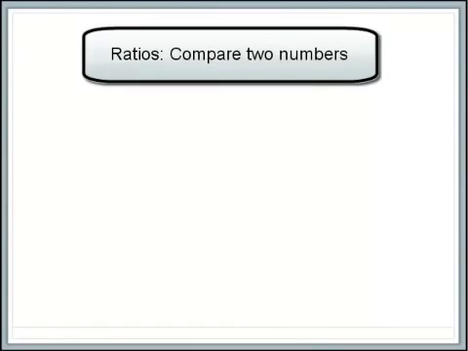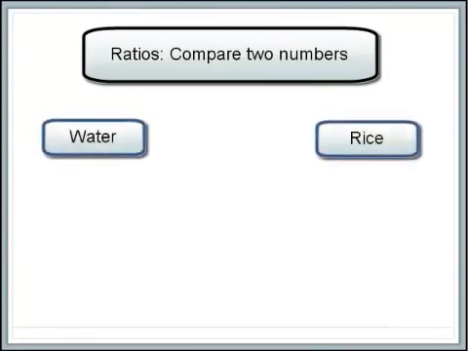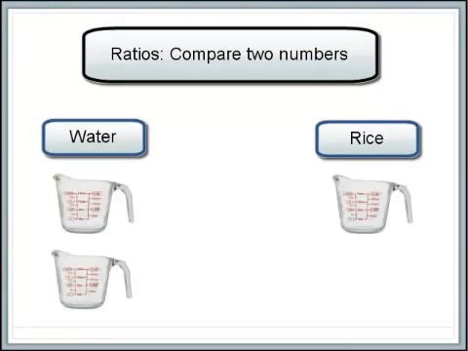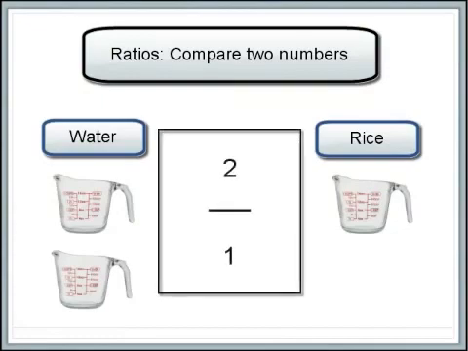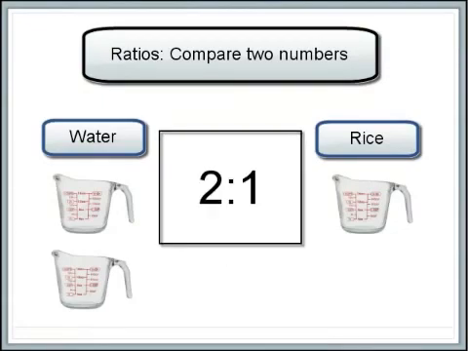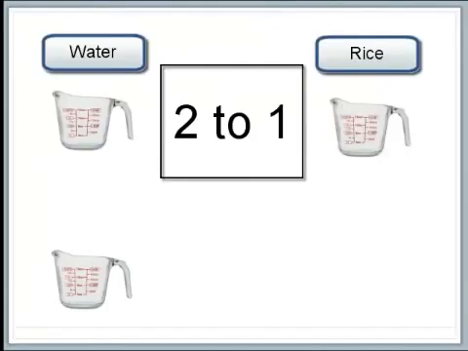Ratios are comparison of two numbers. For example, when you cook rice, you boil 1 cup of rice for every 2 cups of water. So the ratio between cups of water and cups of rice is 2 to 1. This ratio can be written as a fraction, with a colon, or with the word "to".